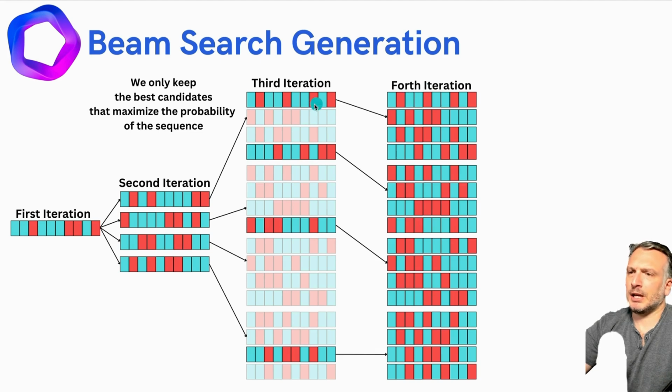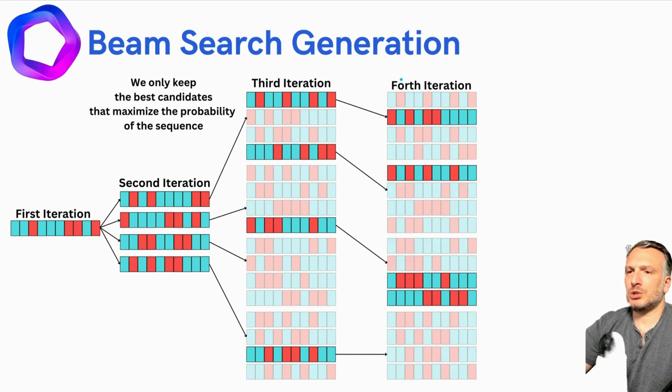And I can continue. I can use each of those different candidates to generate the 4 different vectors for each of those candidates. Again, I will have 16 different vectors in the 4th iteration. So what I do is I choose the 4 different candidates that maximize the probability of the whole output sequence up to the 4th iteration. So what are the 4 different tokens that maximize the probability of this output sequence so far?